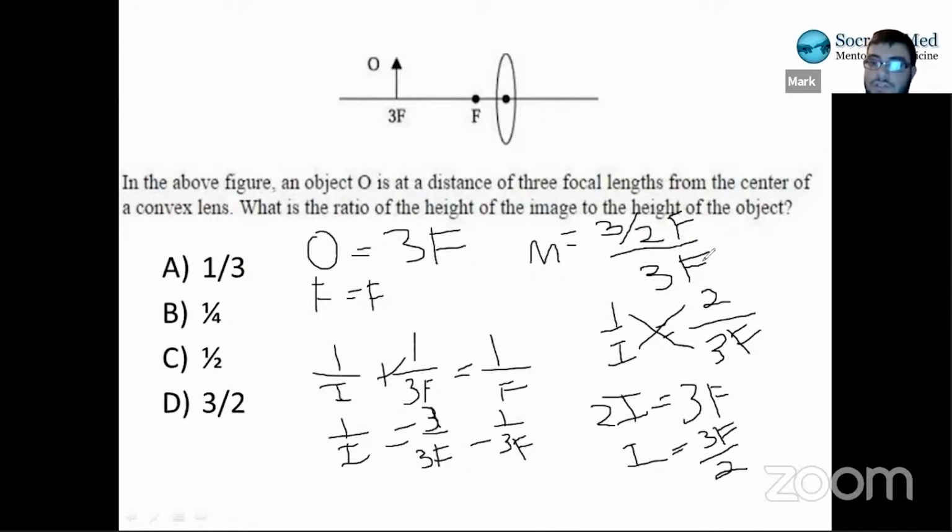Simple, now it's just simple division. F cancels out. 3 over 2 divided by 3. So I can actually just multiply by 1/3, right? The way you divide fractions is you change the sign to multiplication and flip the fraction. So 3/1 becomes 1/3. 3 cancels out. All you're left with is 1/2, right? So the answer is C, 1/2.